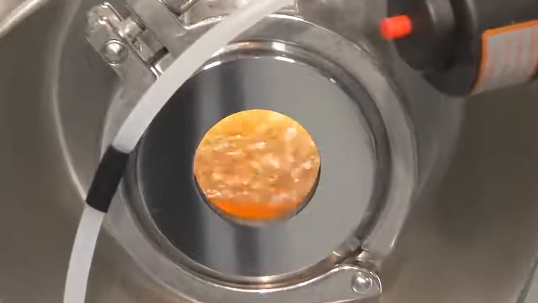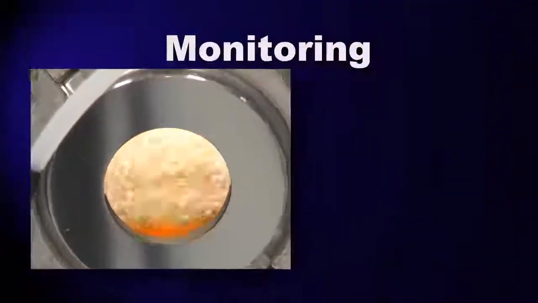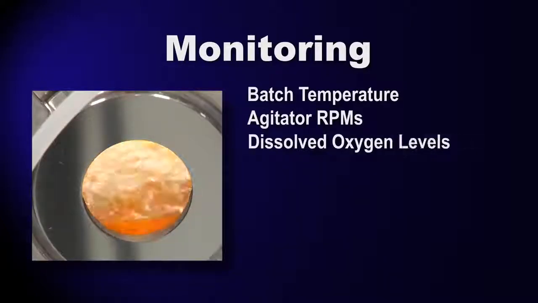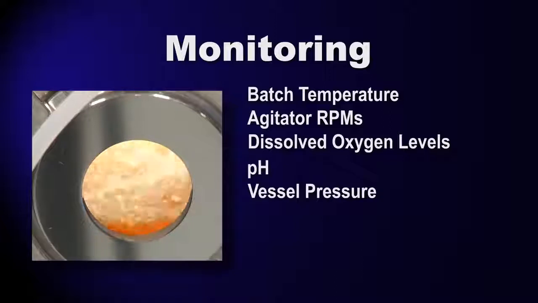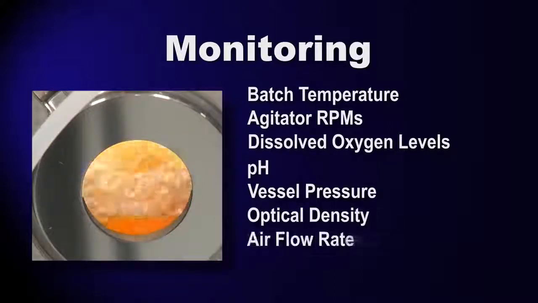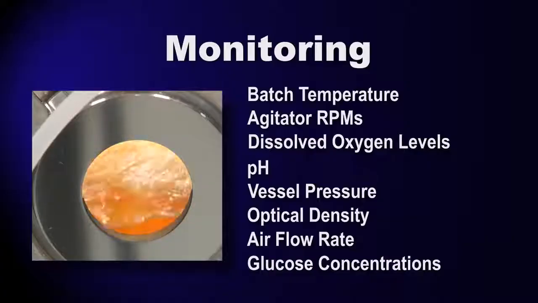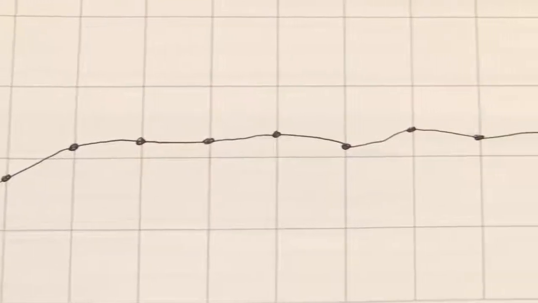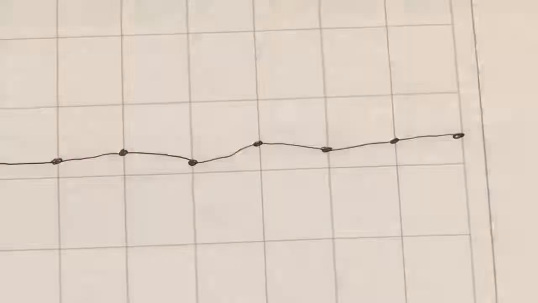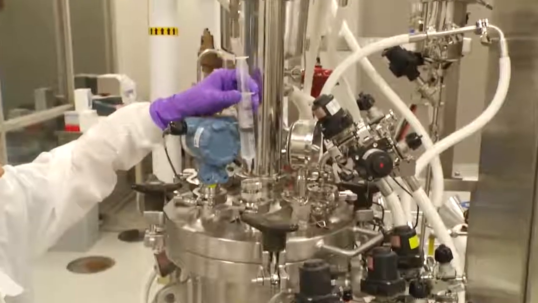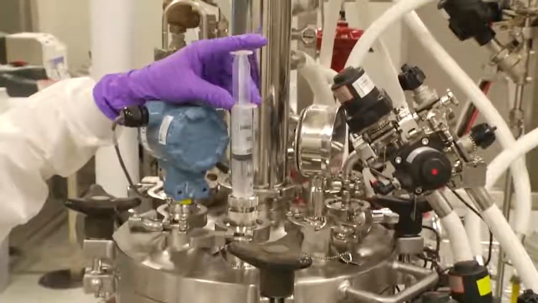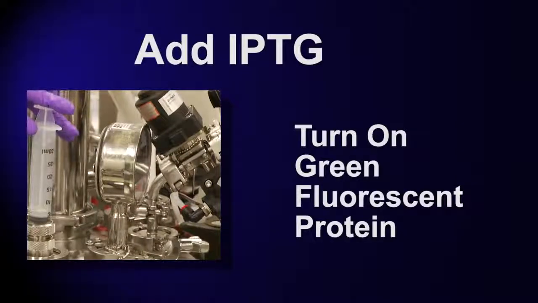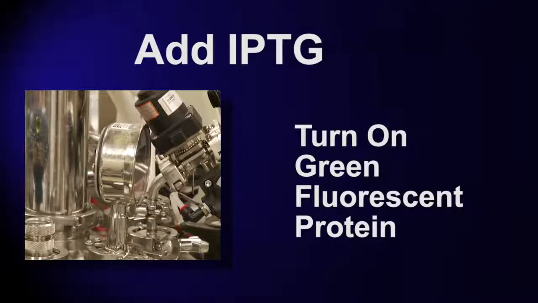Fermentation now begins. The operator takes 0-hour readings and begins to regularly monitor batch temperature, agitator RPMs, dissolved oxygen levels, pH, vessel pressure, optical density, airflow rate, and glucose concentrations. Optical densities and glucose concentrations are of particular interest, so they're graphed as well as documented. When the targeted levels of glucose and optical density are achieved, it's time to add IPTG to the vessel to activate or turn on the expression of the green fluorescent protein in the cells.